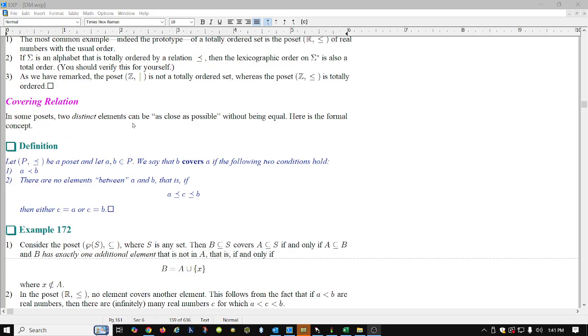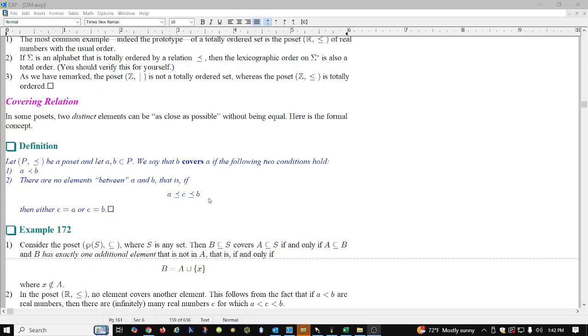This concept, covering, is quite important in the study of order. It describes the situation where two elements are as close as possible without being equal. So here's the definition. We have a partially ordered set. A and B are elements of the underlying set. Then we say that B covers A if two conditions hold. A is less than B, B is greater than A, and there are no elements between A and B.